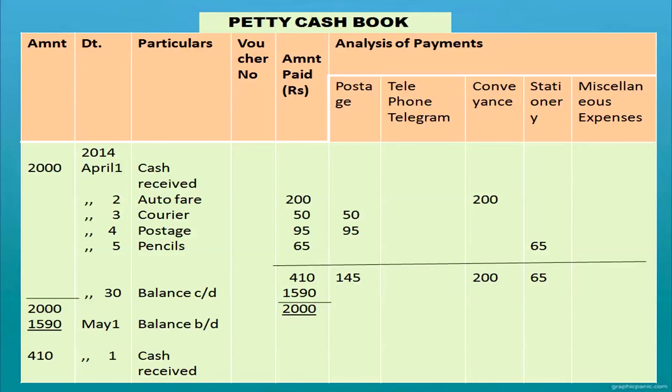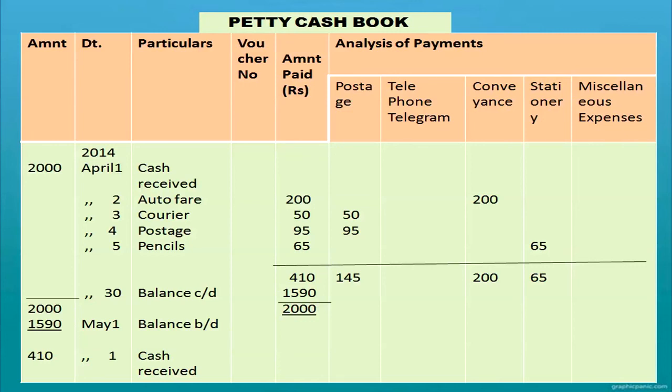So, for analysis of payments, you have to prepare columns like this: postage, telegram, conveyance, stationery. Auto fare, conveyance, in the conveyance column I have written. Courier, postage, another item, so that also I have written in the postage column. Pencils, 65 rupees in the stationery column. And you have to total what all payments you have made. It came to 410.